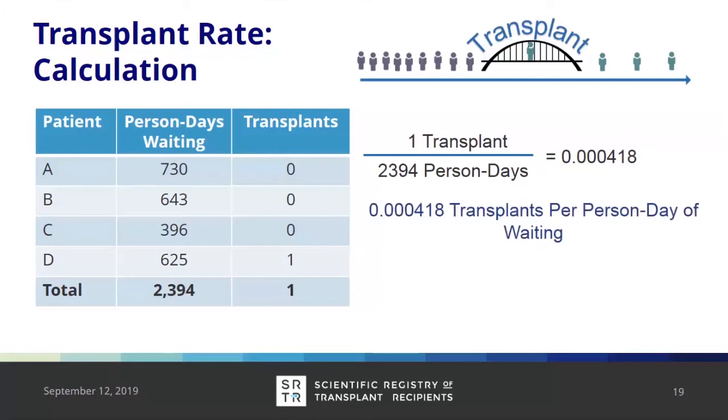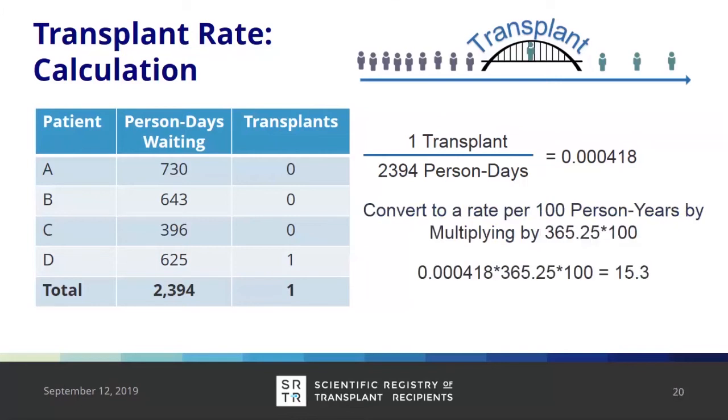Rather than having this small decimal where we say, oh, your program's transplant rate was 0.000418 transplants per person day of waiting, we're going to convert that to a rate per 100 person years. First of all, we have to convert the days to 100 person years. So we multiply by 100 and then by 365.25, the average number of days accounting for the leap year every 4 years. If we multiply 0.000418 times those two numbers, we get 15.3.